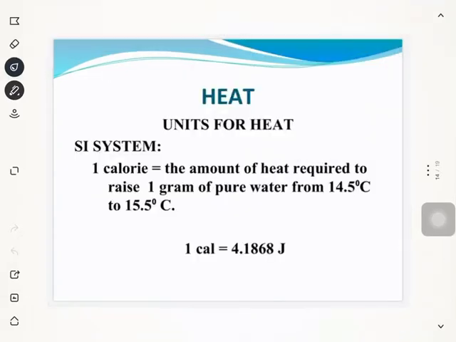We also need to determine the units for heat. For the SI system, we have the calorie. 1 calorie is the amount of heat required to raise 1 gram of pure water from 14.5 degrees Celsius to 15.5 degrees Celsius, and 1 calorie is equivalent to 4.1868 joules.